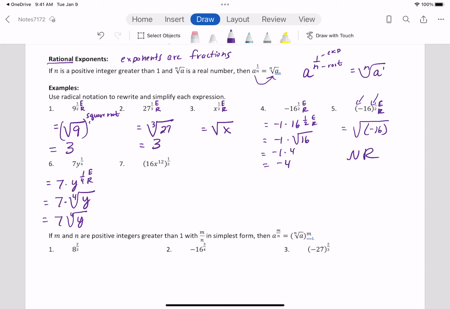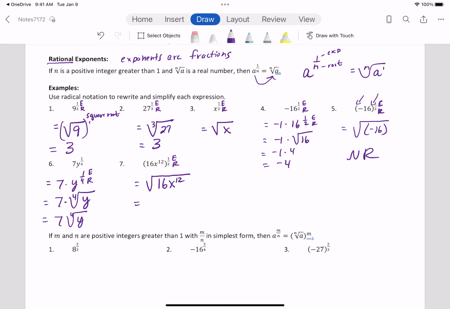Alright, the next one, of course, is probably the most difficult that we've done so far. I've got parentheses around the 16x to the 12th. So that means the whole thing is going under the radical. My root is a 2, so I'm looking at a square root. And that 16x to the 12th whole thing is going under. The exponent of 1 doesn't change anything.